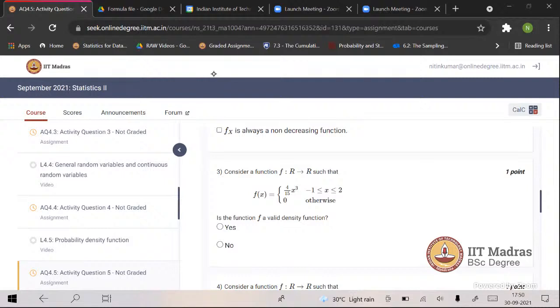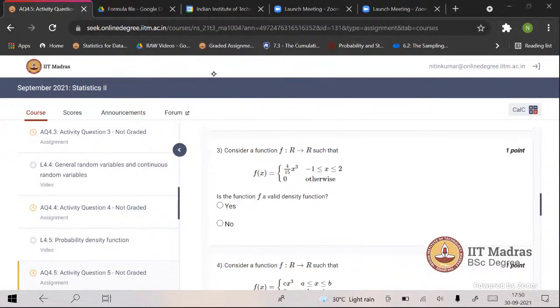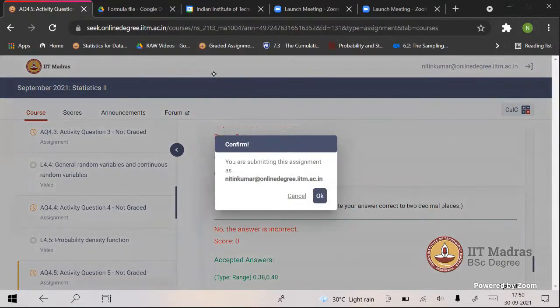So it is continuous, no doubt, right? The first property is that it always takes non-negative values. But look at -1, it is negative, right? So it dissatisfies the first property. So it is not a valid density function.